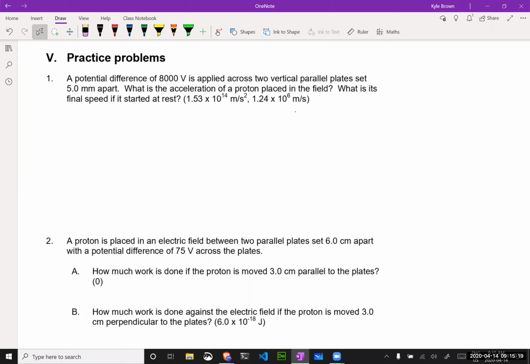So here's what we got going on. Let's say this is the positive side, and this is my negative side. It says we put a proton in there, so I'm assuming we'll put it on this side. And this thing is going to zip across that way because it's going to repel the positives and be attracted to the negatives. And it's asking, what is the final speed if it started at rest? And what's the acceleration? So we'll find the acceleration first.